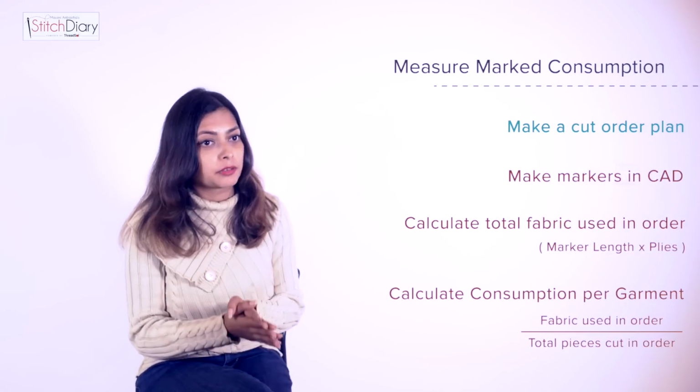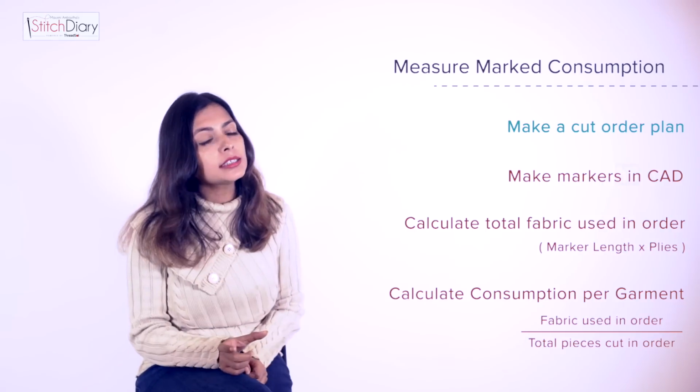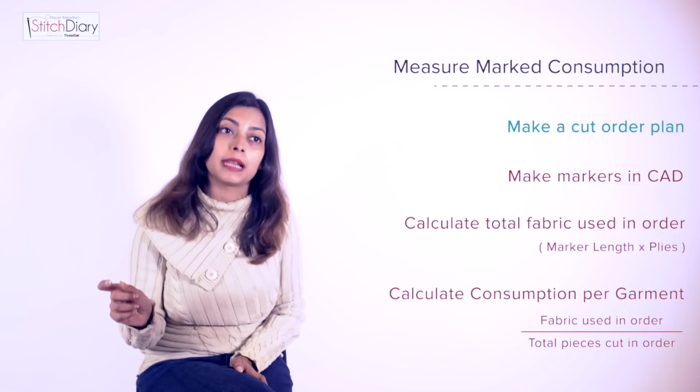Now we'll talk about the third metric, which is marked consumption or weighted marker consumption or lay consumption, whatever you may call it. It is basically defined as consumption used per piece as per the markers of the order. It can be arrived at in 4 simple steps. First, you make the cut plan, so you get all the markers and their corresponding plies.